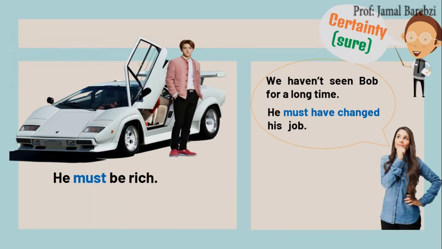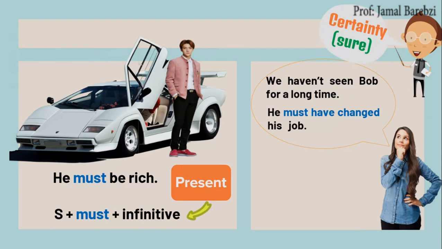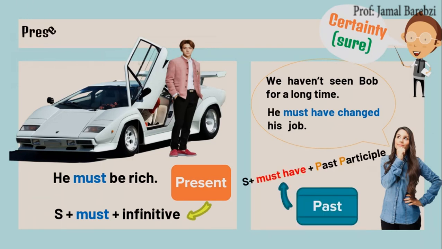But the difference between the first and the second example is that the first expresses certainty in the present. In this case, must is followed by the infinitive. The second example expresses certainty in the past. So, must is followed by have plus past participle.